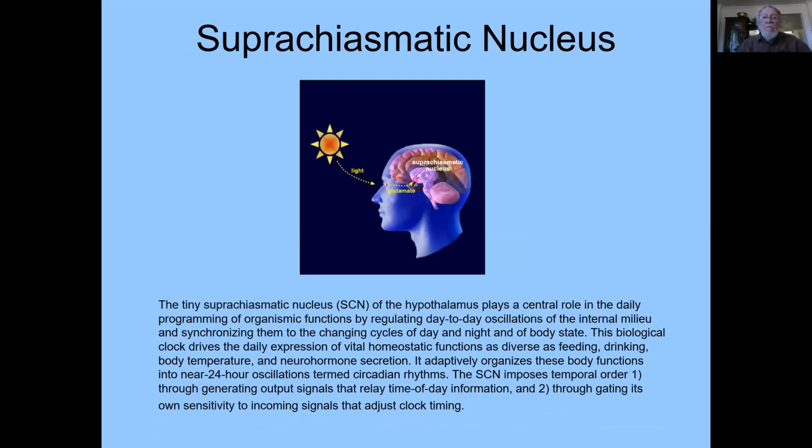So now the suprachiasmatic nucleus, and again, I've talked about this a little bit. You can basically follow this pathway where you see light, with glutamate released by the retinal cells, activating the suprachiasmatic nucleus. And then the suprachiasmatic nucleus is going to do direct interactions with the pineal gland.